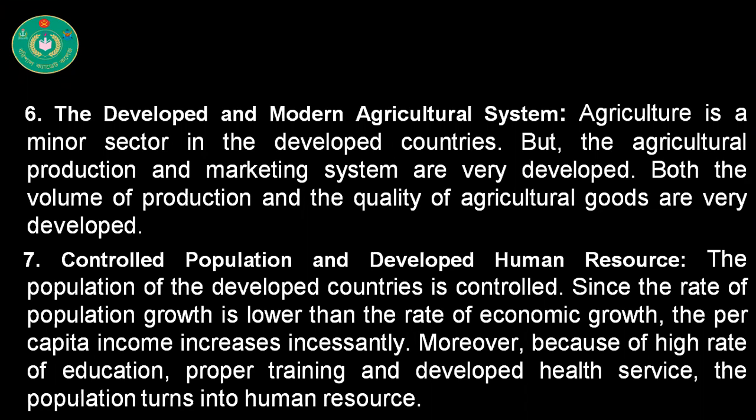Number 7, controlled population and developed human resource. The population of the developed countries is controlled since the rate of population growth is lower than the rate of economic growth. The per capita income increases instantly. Moreover, because of high rate of education, proper training and developed health service, the population turns into human resource.